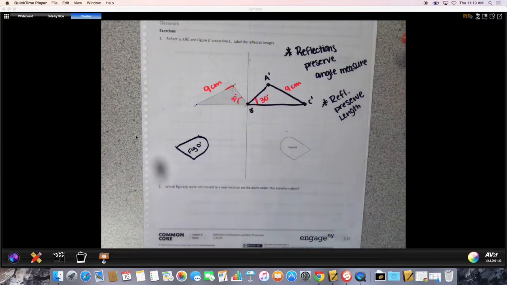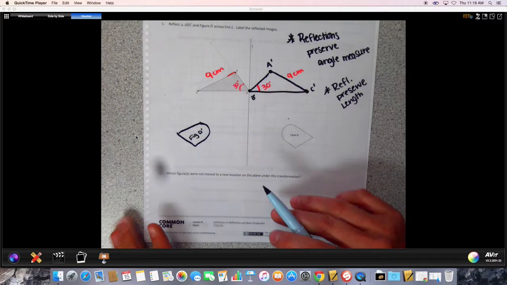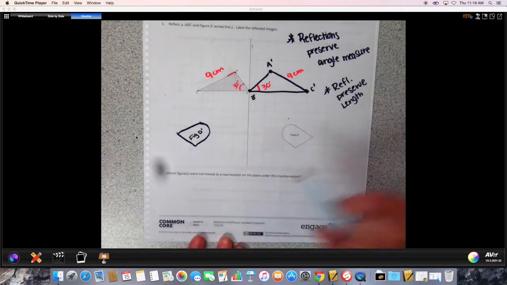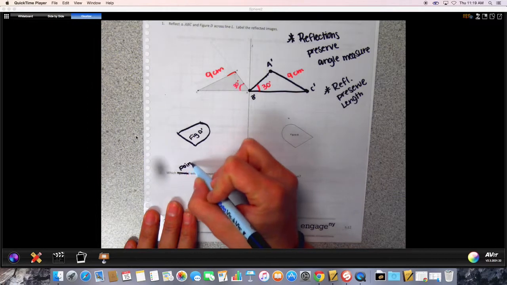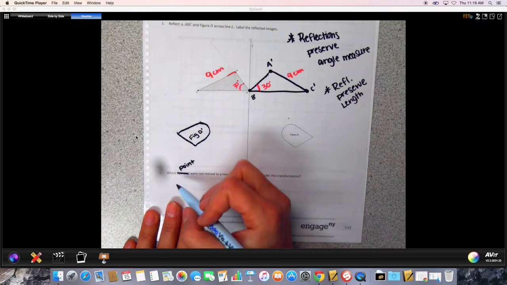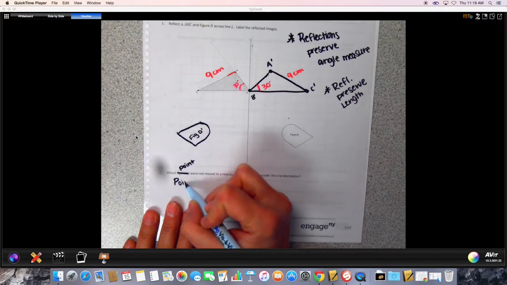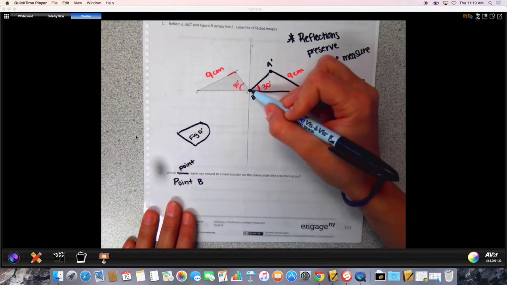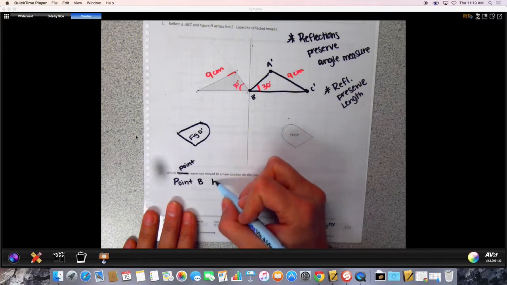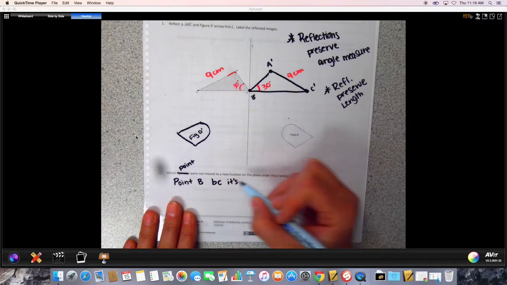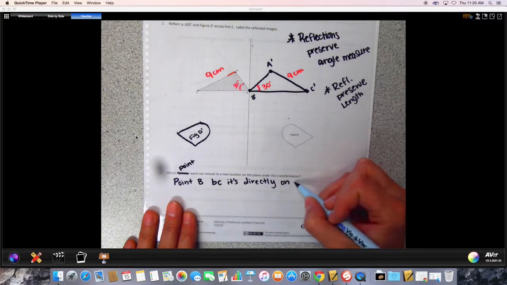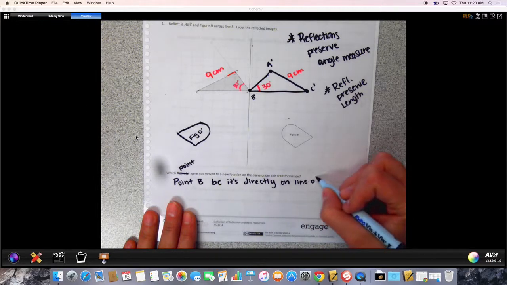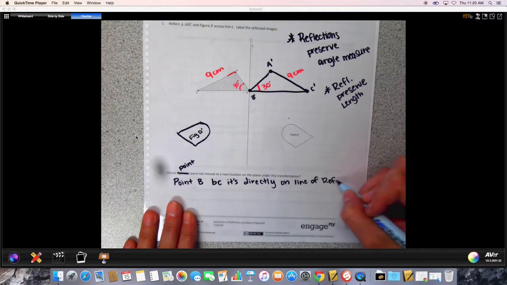The last thing on this first page is down at the bottom here. It says which figures were not moved to a new location on the plane under this transformation. And it's not really a figure here. I would almost just replace that with the word point. And the point that wasn't moved was point B. Okay, right here. That's the only one that didn't move because it's directly on the line of reflection. Anything that's directly on the line of reflection will not change its location.